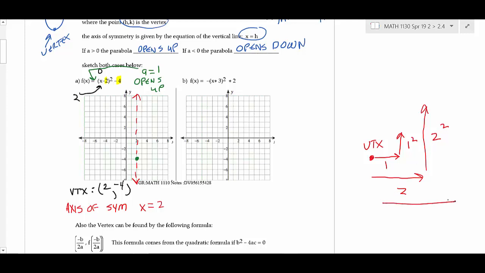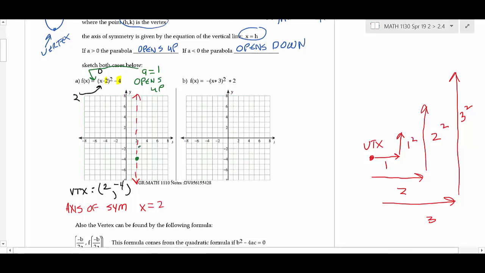Then if you go over 3, what do you suspect you go up? 3 to the second, right? So it's like over 1 up 1, over 2 up 4, over 3 up 9. Okay? And if you learn that, that'll make the graphing real accurate and simple for you.